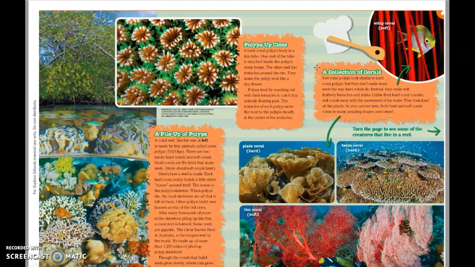Soft coral polyps look similar to hard coral polyps, but they don't make stony reefs the way hard corals do. Instead, they make soft, leathery branches and stalks. Unlike their hard coral cousins, soft corals sway with the movement of the water. They look kind of like plants. As you see here, both hard and soft corals come in many amazing shapes and colors. Let's take a second to look at these pictures.